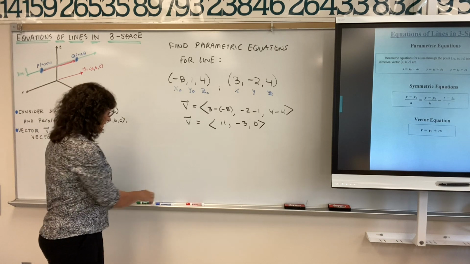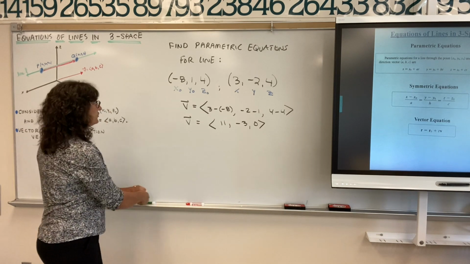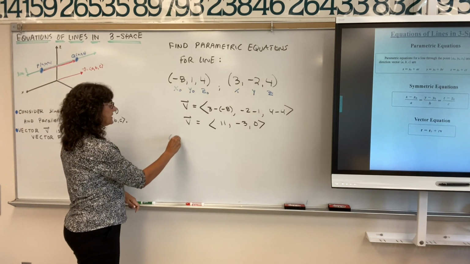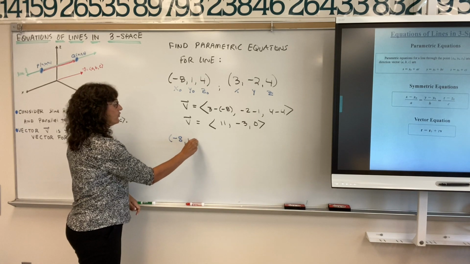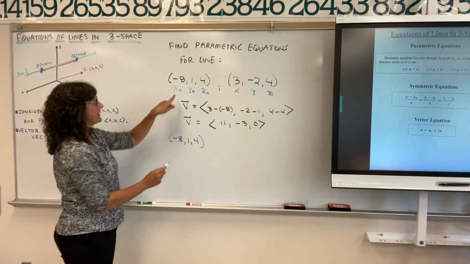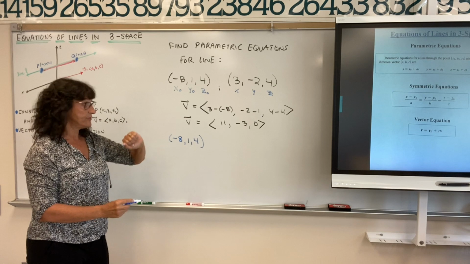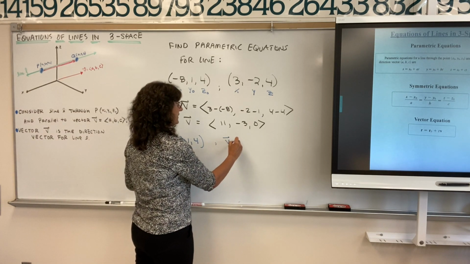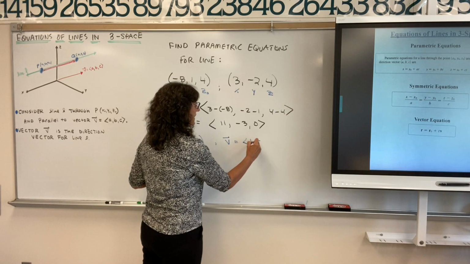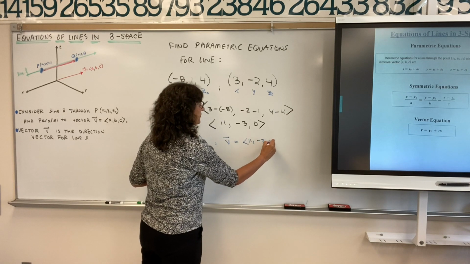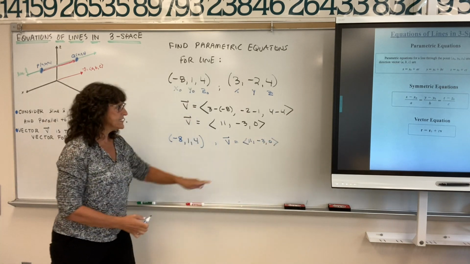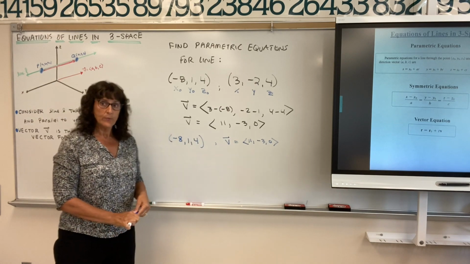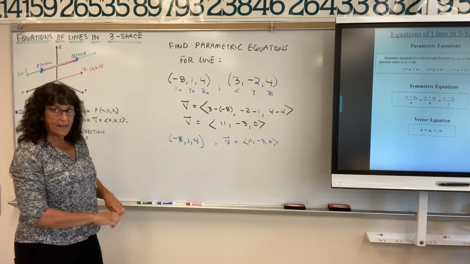So we want to write the equation of the line. We are going to take our point, -8, 1, 4, because that's our x sub 0, y sub 0, z sub 0. And we're going to take our vector, which we claim to be 11, -3, and 0. So here is our point, and here is our direction, and we write the equation in parametric form.